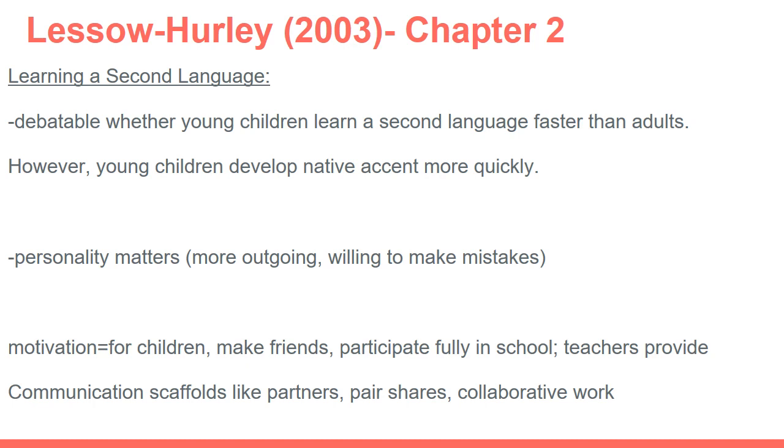So basically, Lessow Hurley's point is that we can't really tell whether or not there's a big difference in ability to learn a second language between children and adults, but it is realistically much more likely that a child will learn a second language faster than an adult, based on the structure of our educational system and the types of supports and motivations children have to learn a language, and the supports they receive in school from their teachers and peers.